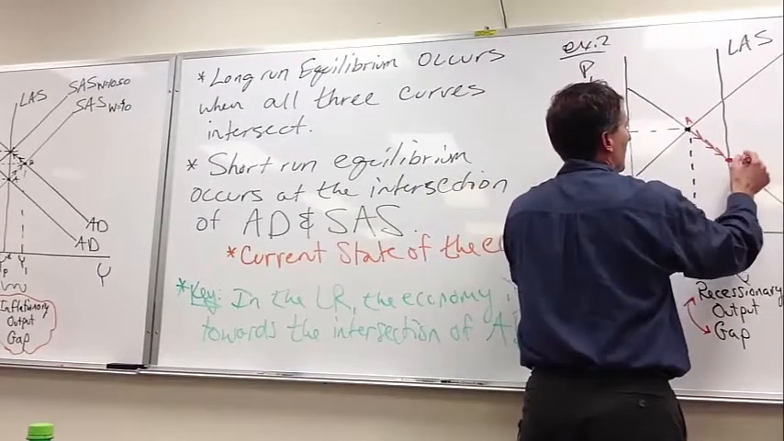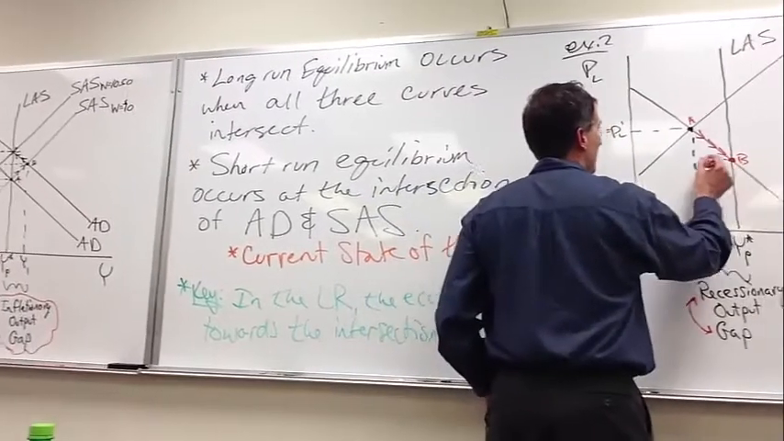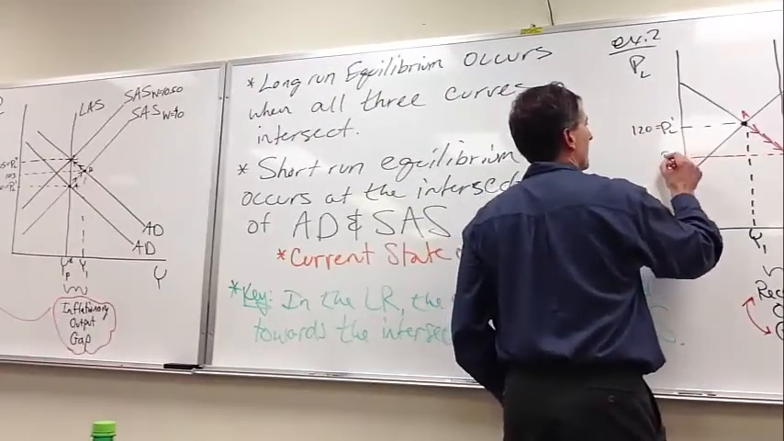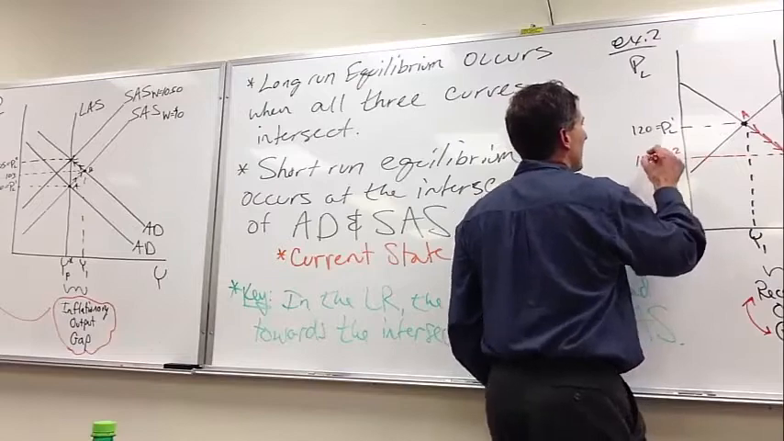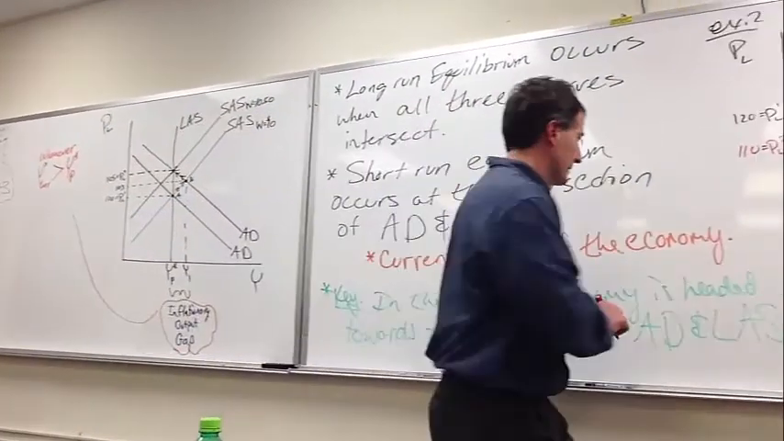So if we were starting at point A with a recessionary gap, the economy would move naturally towards point B at PL2, and maybe the economy deflates to 110. Again, I'm just throwing out some numbers to motivate things.